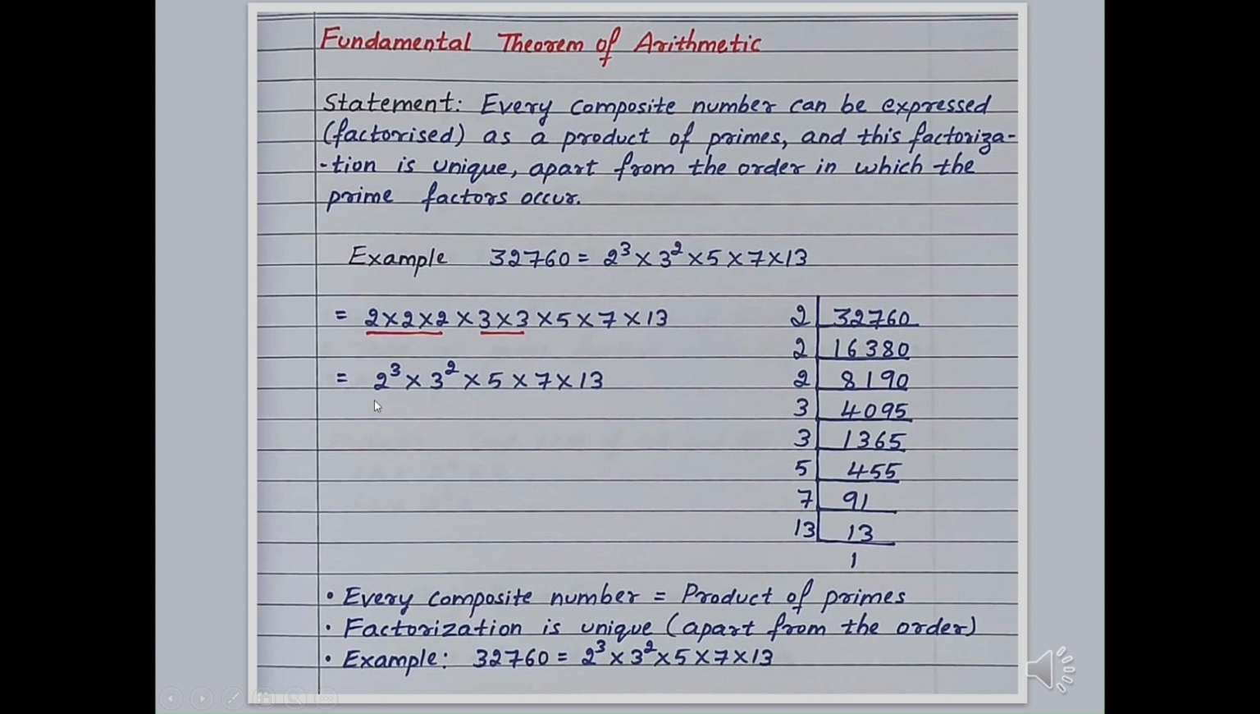Now instead of writing the same number repeatedly, we can use powers. So we write 2 to the power of 3 into 3 to the power of 2 into 5 into 7 into 13. From this example, we see that every composite number can be expressed as a product of prime numbers, and this factorization is unique apart from the order of the primes.